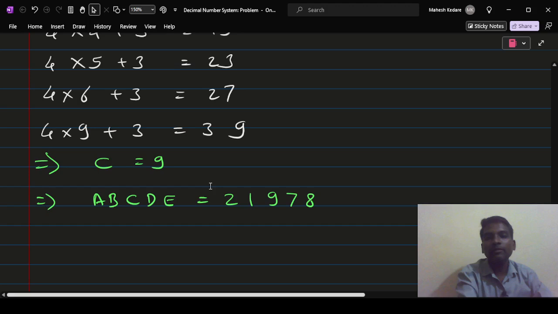You can check it yourself that when this number is multiplied by 4, it produces a 5-digit number with the same digits in reverse order. Thank you.